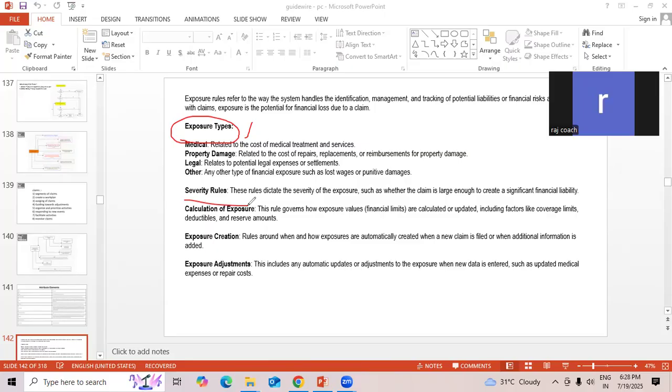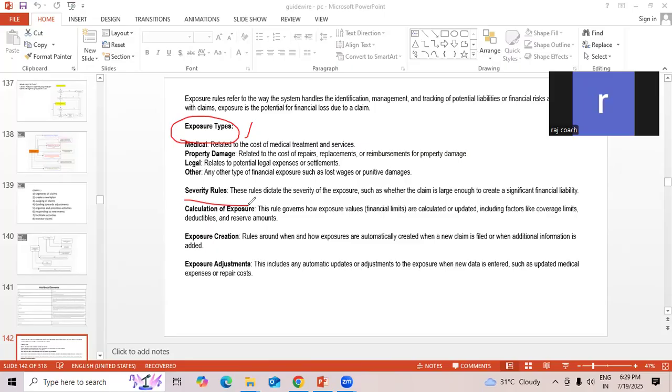Next, at the same time, we need to calculate the exposure, meaning the amount of risk which is involved, right? That risk assessment and the amount of risk that we are holding can be done under the calculation of exposure. In this, we generally govern how the exposure values, whatever financial limits are being calculated or updated, including factors like coverage limits, deductibles, reserve amounts, everything will be part of calculation of exposure.